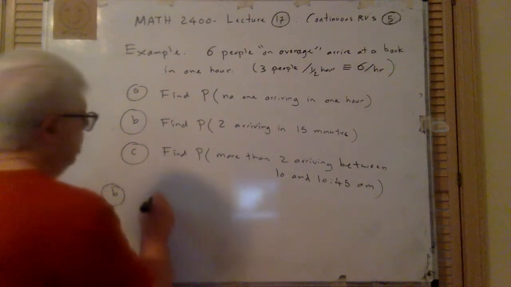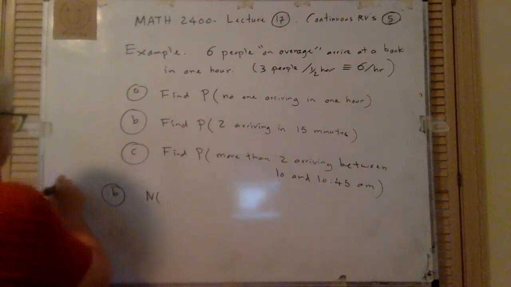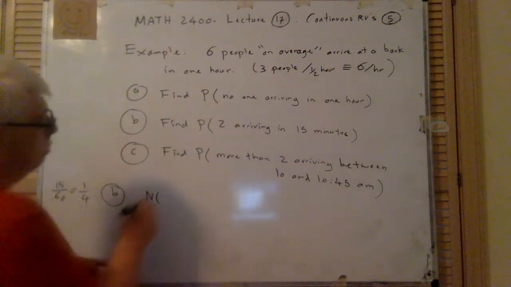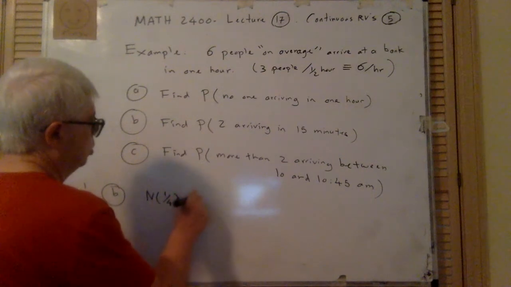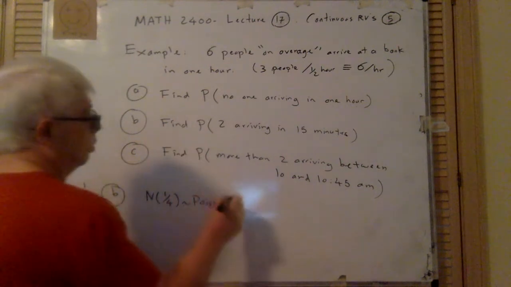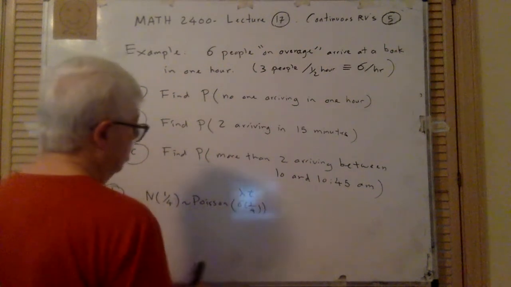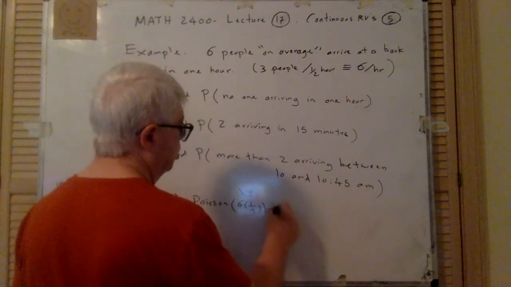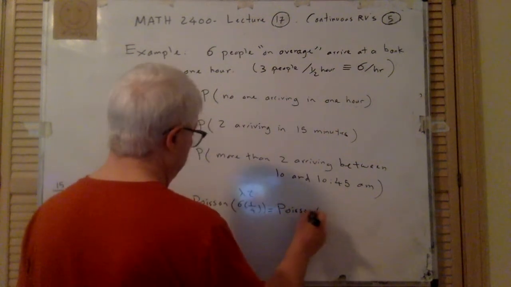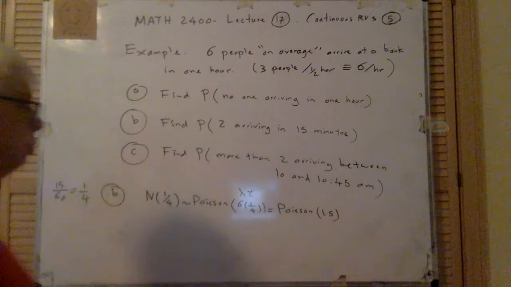Well, let's say this is N of 15 minutes. 15 divided by 60 is 1 over 4, right? So that's in fact N of 1 over 4. So that's Poisson of 6 over 4, 6 times 1 over 4. Remember, that's lambda t. So that is Poisson of 6 over 4, which is 1.5, that's 3 over 2, that's 1.5.